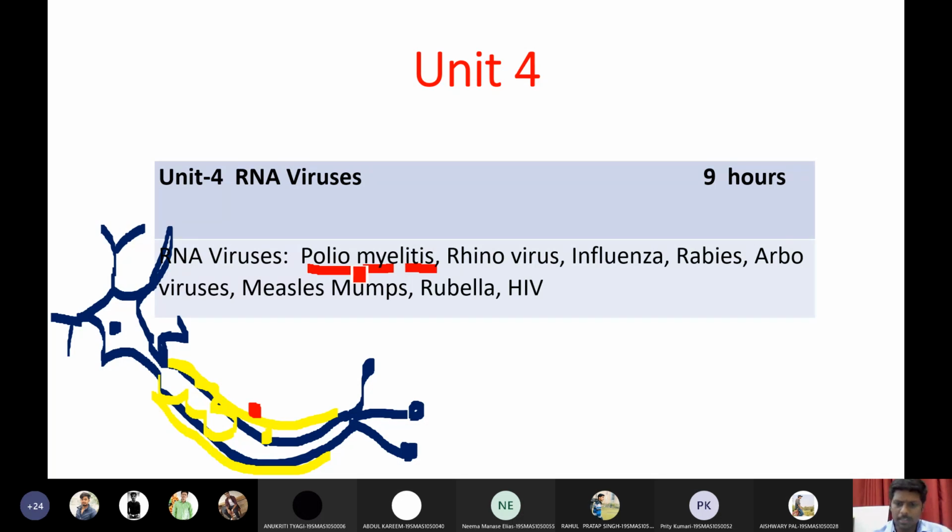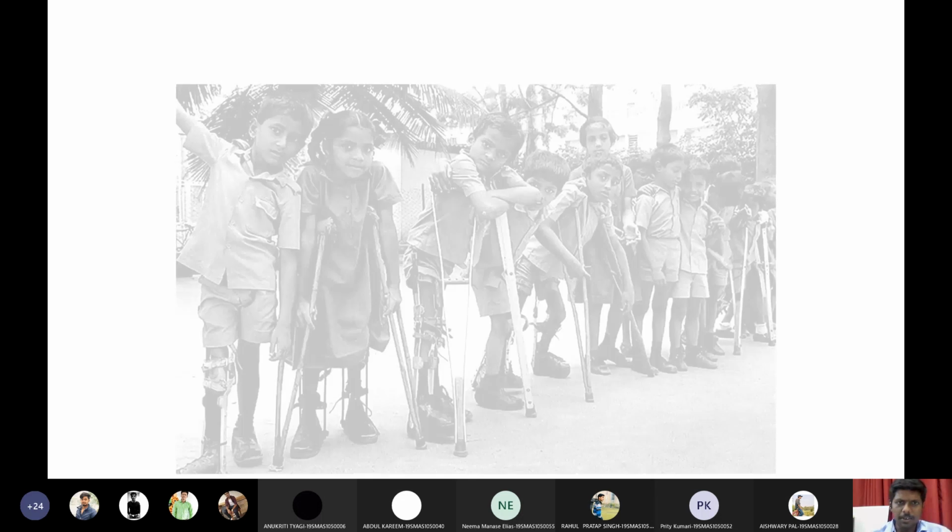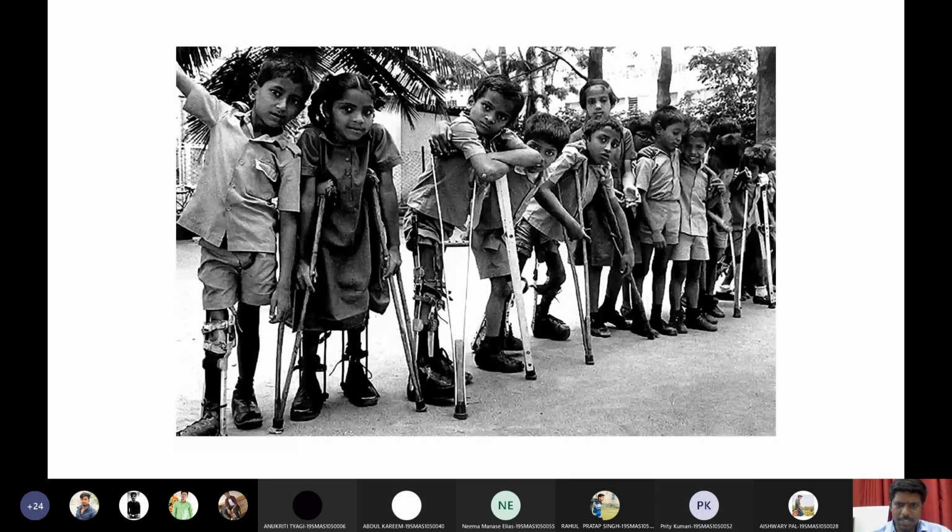Now let us see patients infected by poliovirus. There are a few pictures online which are very sensitive, and you will feel really sad on seeing these pictures. Here you can see small children affected by poliovirus, and all of these children cannot walk by themselves. They need aids. They need the support of these sticks for their movement.